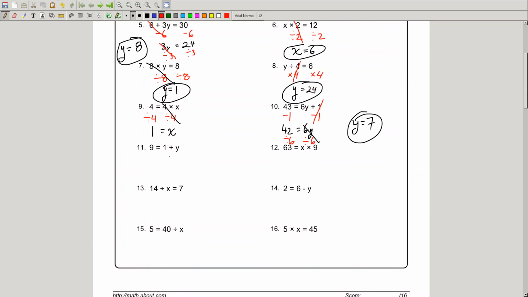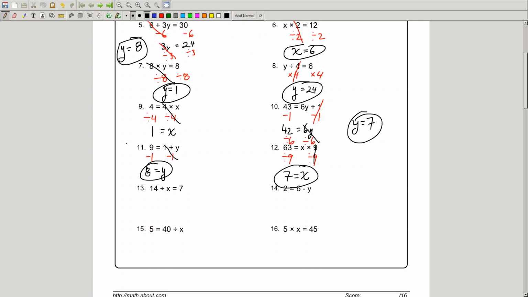Here, I am adding 1 to y. I do the opposite operation. I subtract 1. y equals 9 minus 1, which is 8. There you go. Here, I'm multiplying x by 9. I divide by 9. And so I have x equals 7.